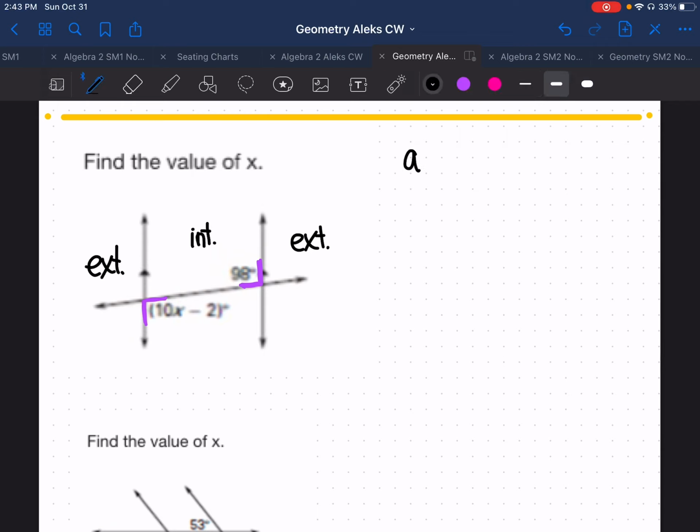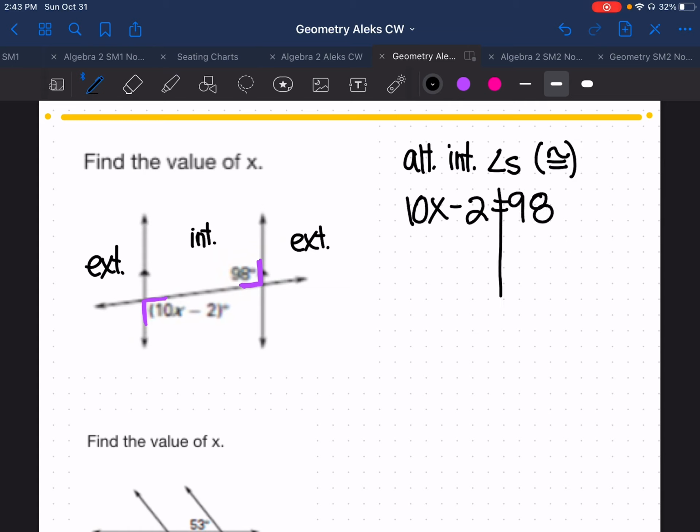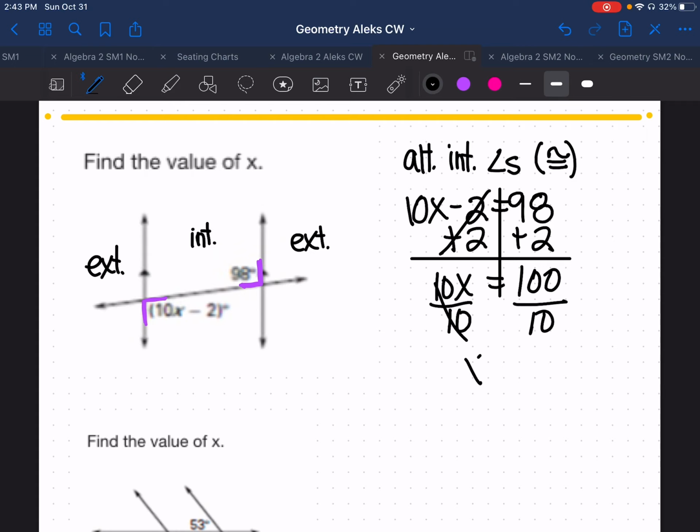So I'm going to go ahead and write down that they're alternate interior angles. Look at that, all the symbols, so I don't have to write it all out. If I look at that, it says inside that they are congruent, and that's the symbol for congruent. So I'm just going to set them equal to each other and solve for x. I'm going to add 2, which gives me 100. And then I'm going to divide by 10. X equals 10. There we go.